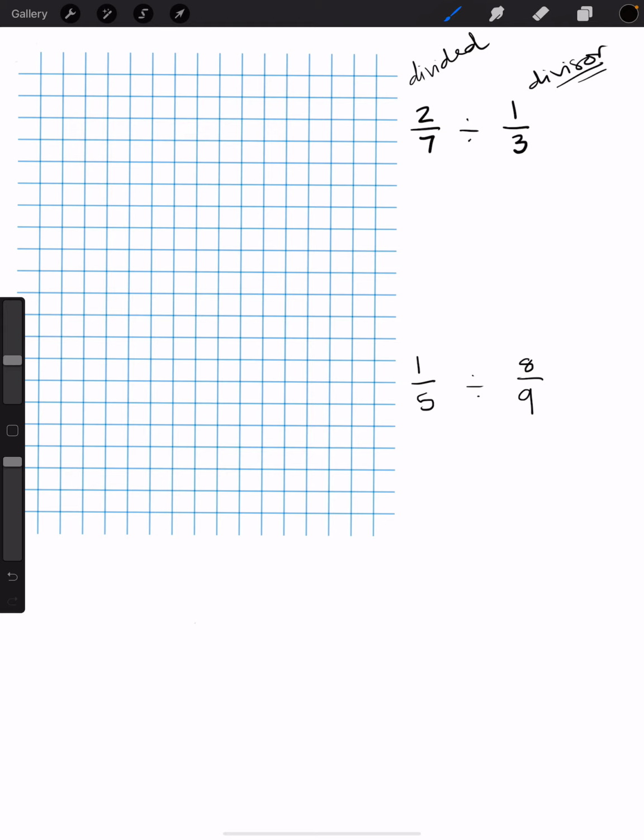So if we want to draw this out, I know that I'm going to draw this out based off of my denominators. So I have a denominator of 7 and I have a denominator of 3. So I'm going to make rectangles that are 7 by 3 boxes. So we have 1, 2, 3, 1, 2, 3, 4, 5, 6, 7. I'll use that for my 2/7. And then I'll use the exact same model for my 1/3. All right, and let's get some different colors.